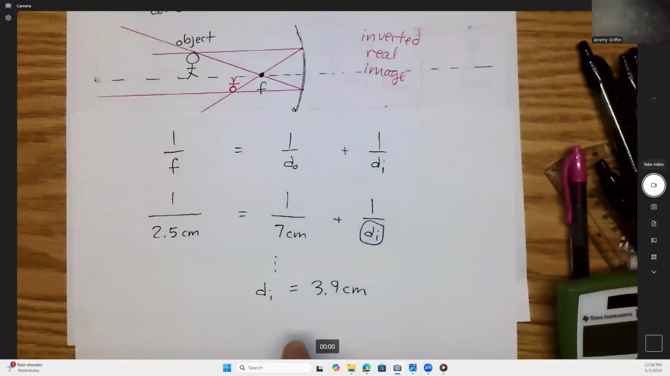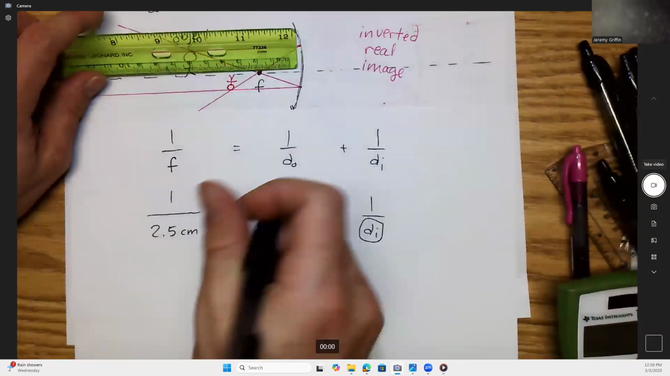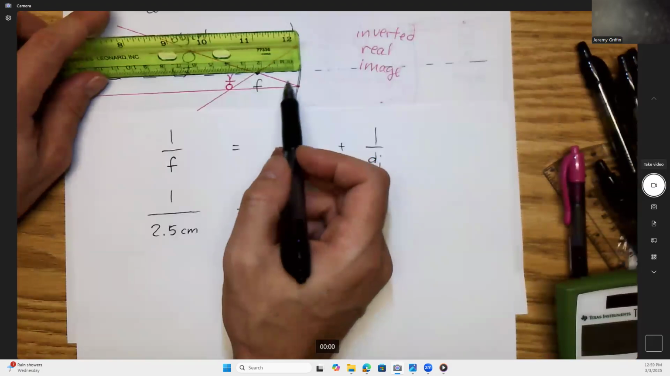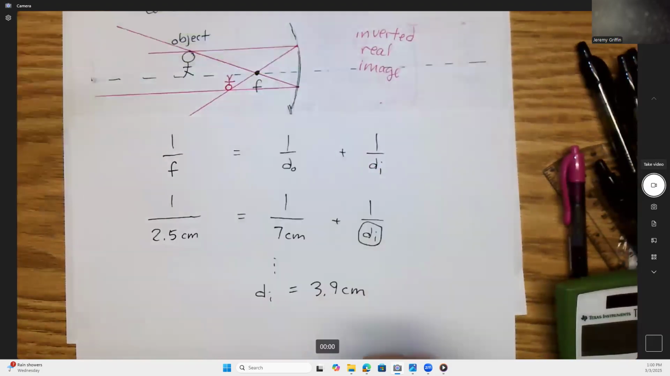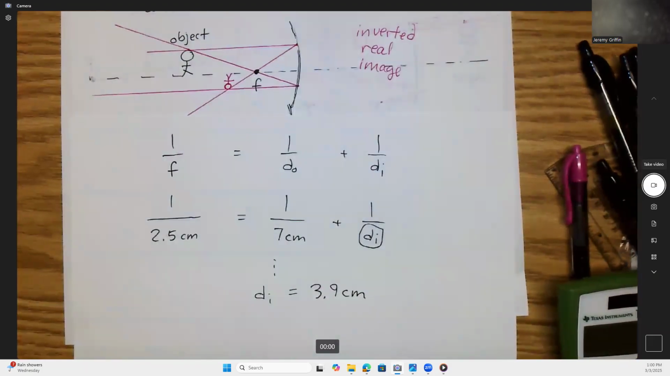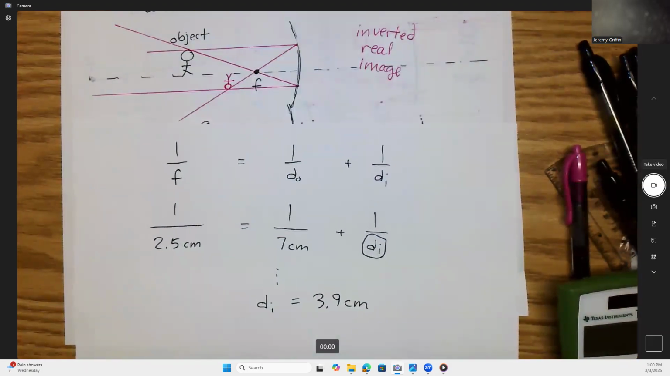Looks like it's hovering in front. Now, is it about 4 centimeters out? Let's see. Oh yeah, it sure is. Look at this distance right here. It's 4 centimeters. Exactly what the math says it should be. Right? All right. Now you guys ready for the next one?